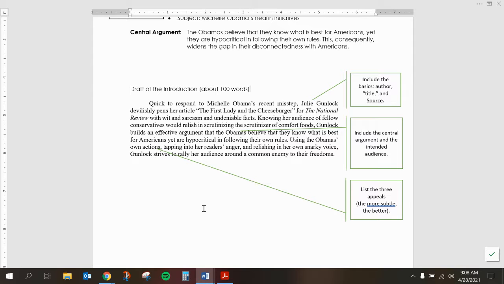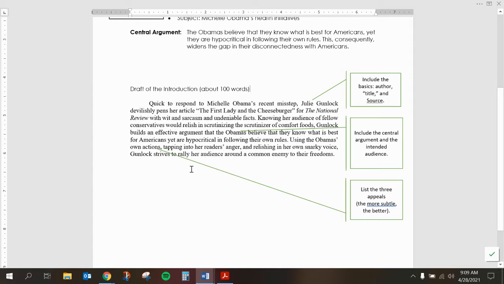So once again, when I introduce her name, I'm going to use her full name first, Julie Gunlock, and then I can use just her last name, but never just her first name. So Julie Gunlock, the article has got quotes around it, and then the source is either italicized or underlined, but never both. I want to make sure I include the central argument and also hint that she's writing to conservatives, that's her intended audience. And then I want to also mention logos, pathos, and ethos.